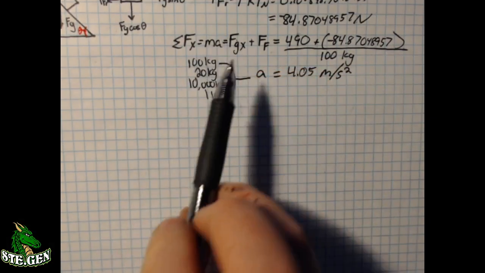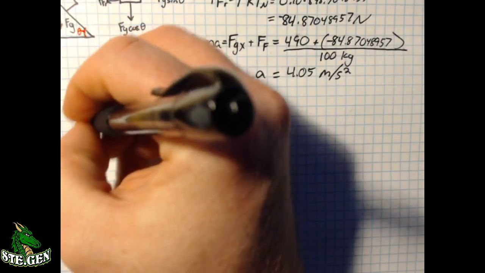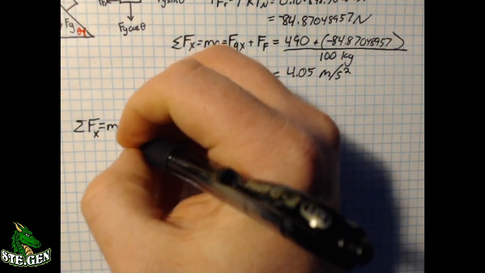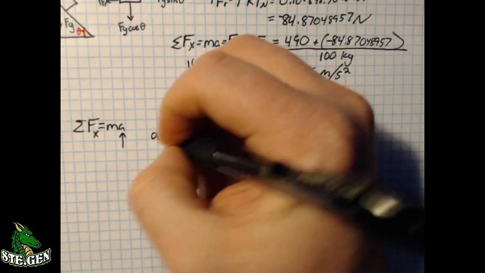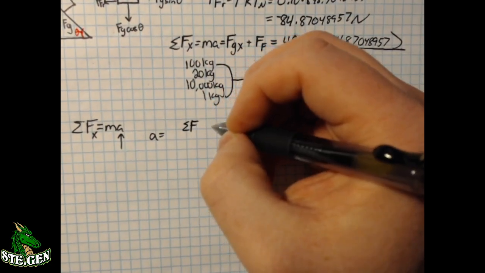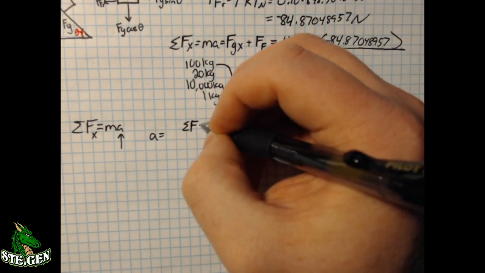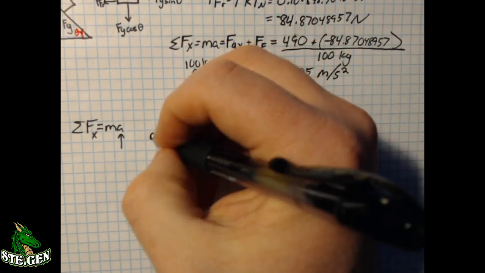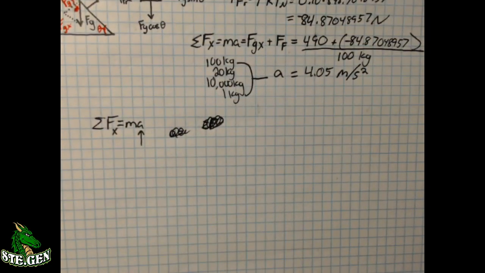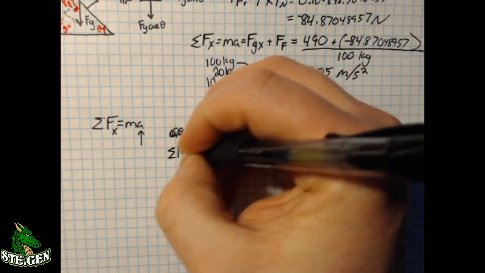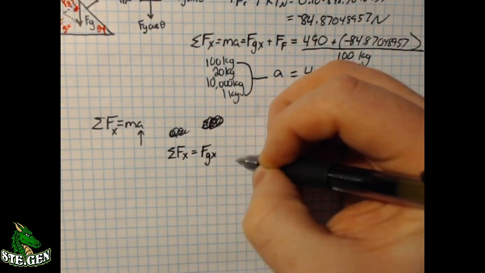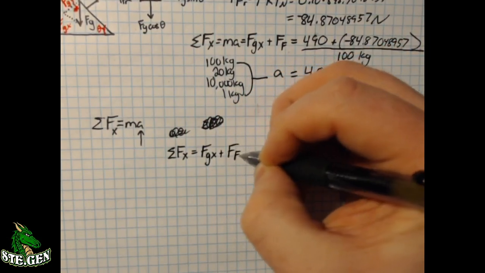So let's backtrack. Our question was about the x acceleration because x was down. Actually, let's start with the sum of the forces equals mass times acceleration. I think it'll be easier. We're looking for acceleration though. So our sum of the forces in the x direction is equal to the force of gravity in the x direction, which we talked about, plus the force of friction.